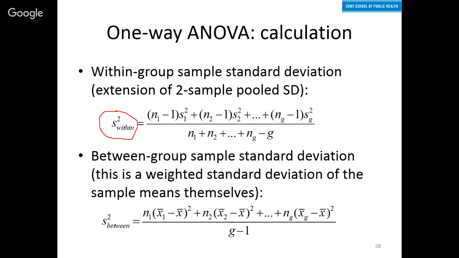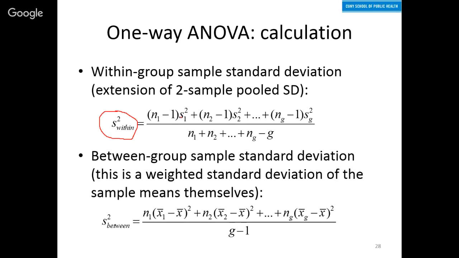So like I was saying, the probability of observing some difference in means depends both on the difference between the groups and the variability within the groups. Well, we need this estimate of the variability within groups. And this calculation is essentially a weighted mean of the standard deviations within each group.